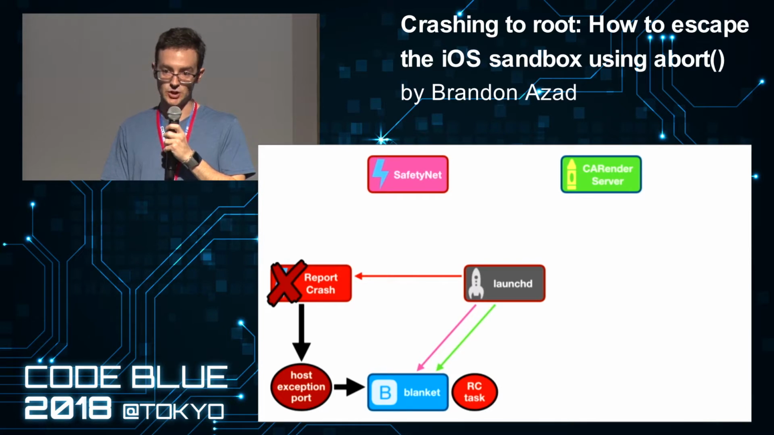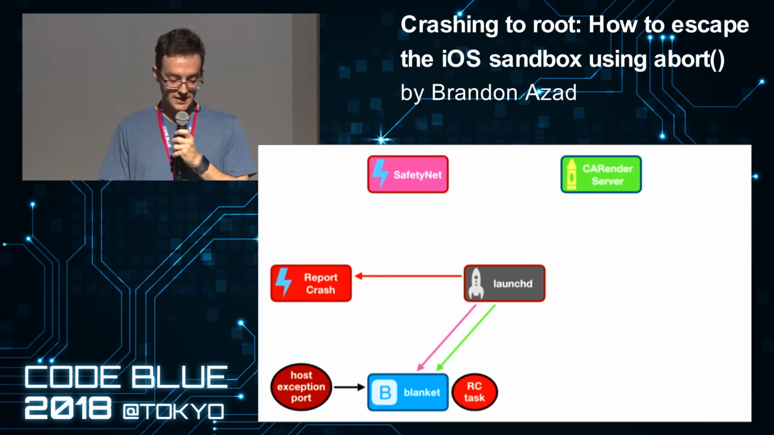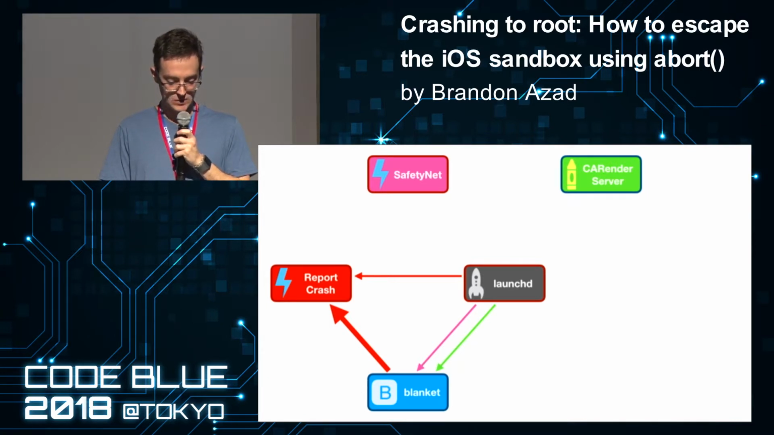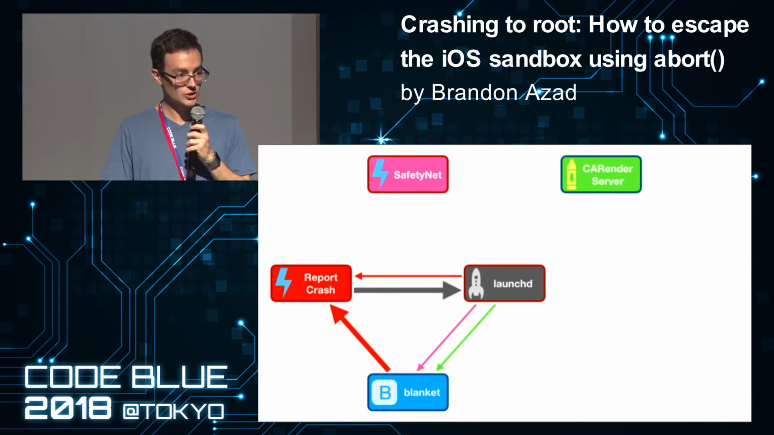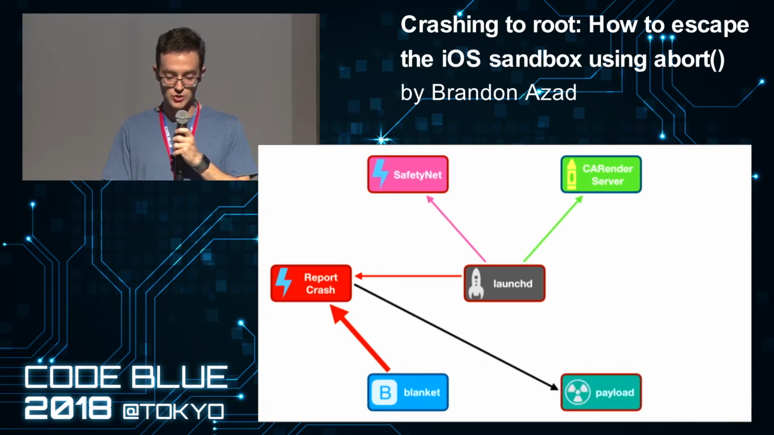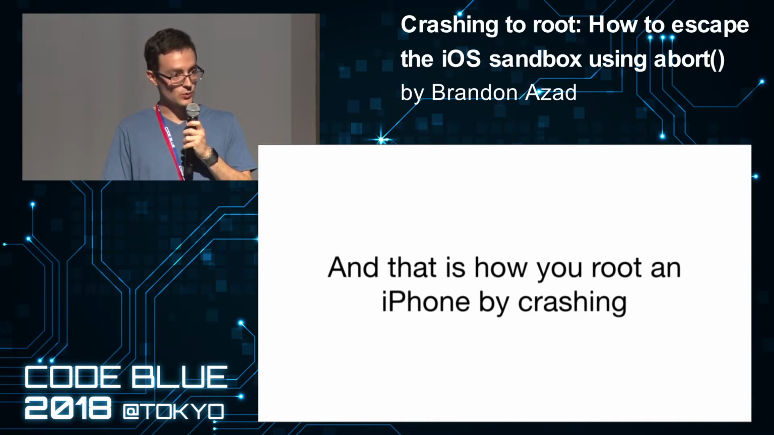And this time the exception is recoverable, so we can fix up report crash and then use the task port to take control over it. And at this point, we can restore the host exception port to default. And then using report crash's task for PID privileges, we can take control over launchd. And once we have control over launchd, we can fix up the ports that we messed up earlier. And then finally, we can make report crash spawn our payload binary as unsandboxed root and task for PID. And that is how you root an iPhone by crashing.